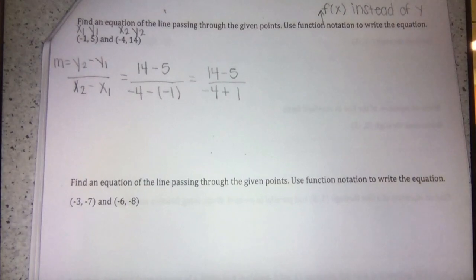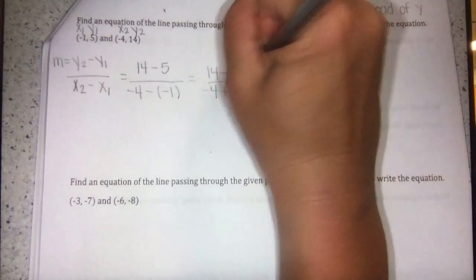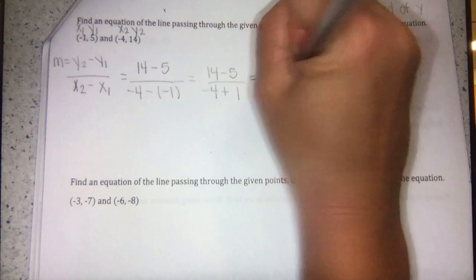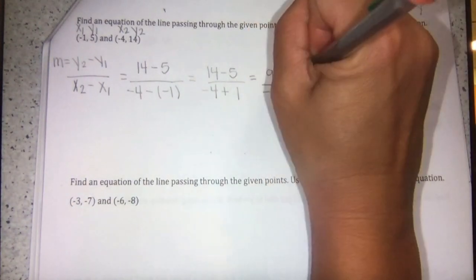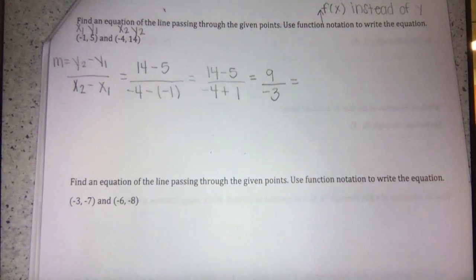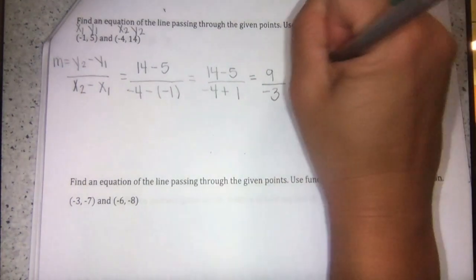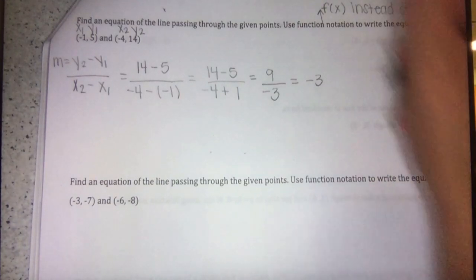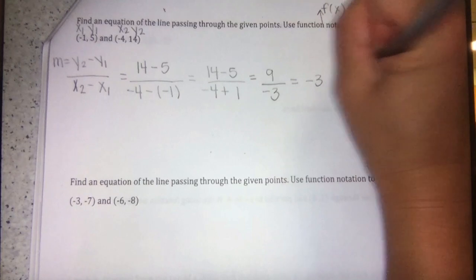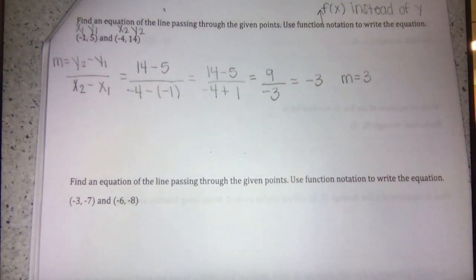So up top, 14 minus 5 will give us 9, all over -4 plus 1, which will give us -3. 9 divided by -3 is -3. So we found our slope. So we know that our slope is -3, but we still don't know b.